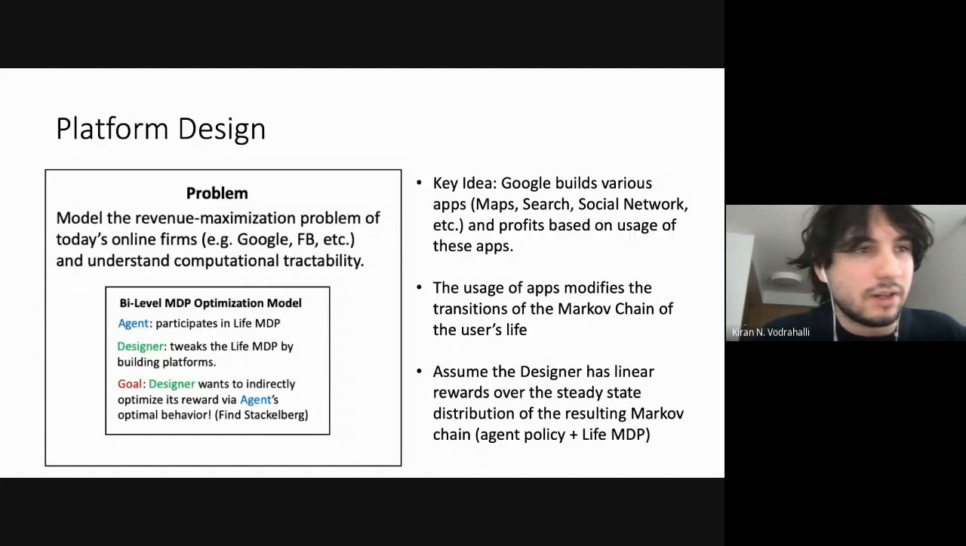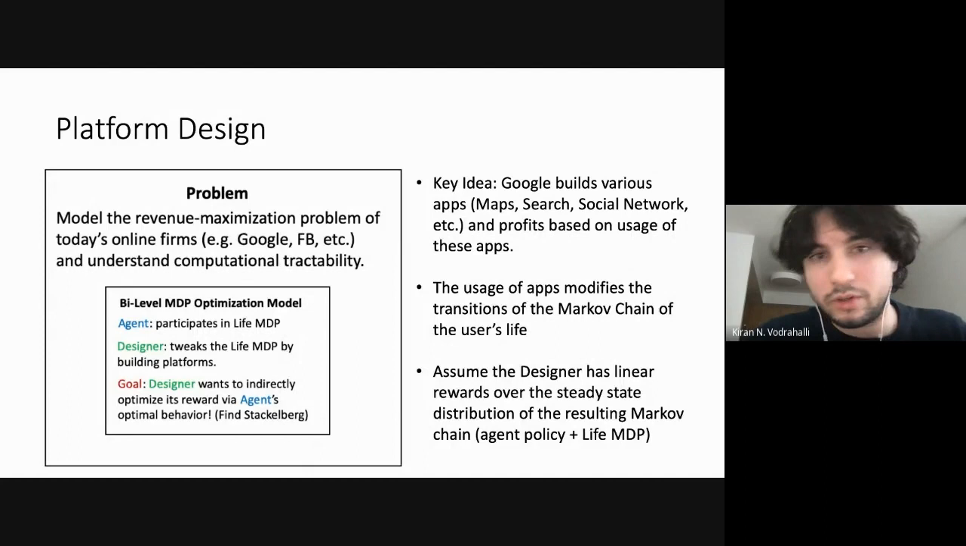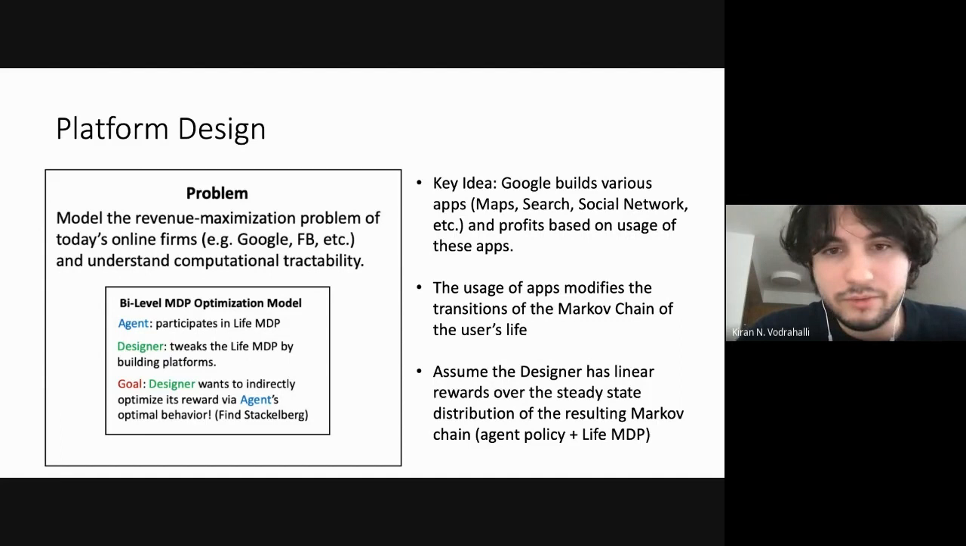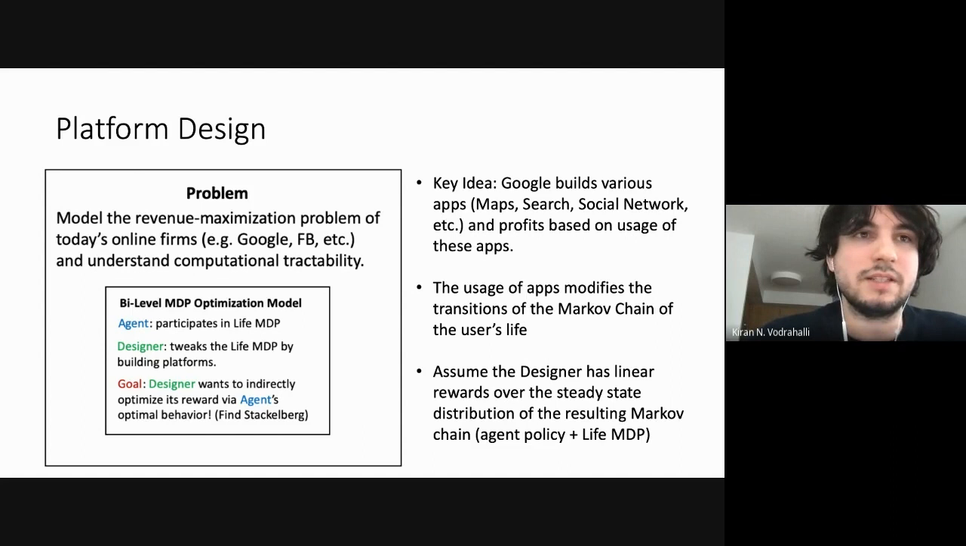But now, if Google apps or these platforms provide an option for the user to opt in at various states to these apps. So for instance, one can opt into using Google Maps while driving.